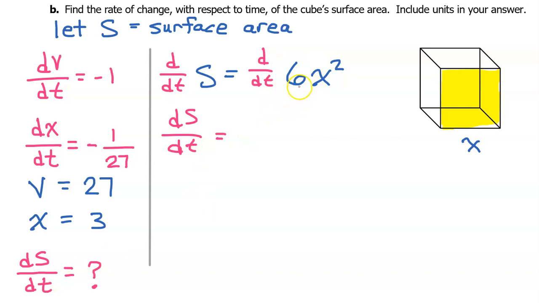On the right side, we will do the chain rule. The derivative of the outer function: 2 times 6 is 12, so we have 12x. But then we multiply by the derivative of the inner function, which is dx/dt. So let's pause and examine our inventory to see if there's anything that we can plug in here. We know that x is 3, so we can put a 3 in right here. And we know that dx/dt is negative 1 over 27, so we can put that in right here.